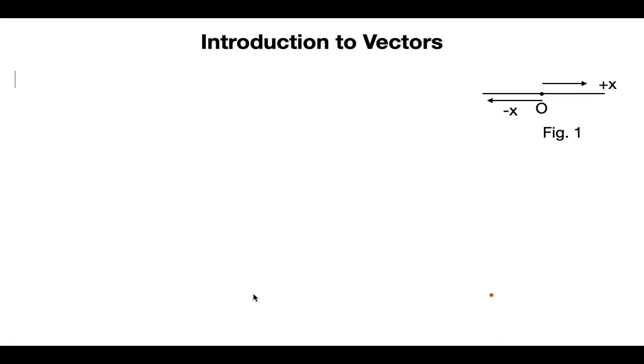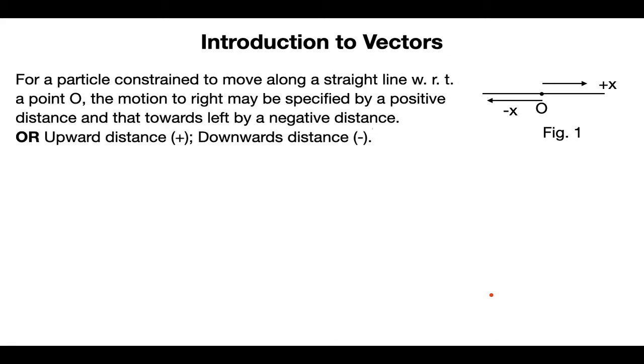Let us suppose we have a particle which is constrained to move along a straight line with respect to some point O. The line is defined. The motion towards right can be specified with a positive distance and towards left with a negative distance. Likewise, if there is a vertical line, the motion above, that is in upward direction, can be taken as positive distance, and below the reference point O can be taken as negative distance.